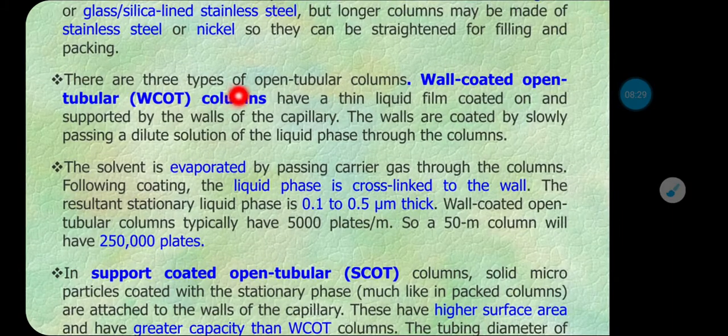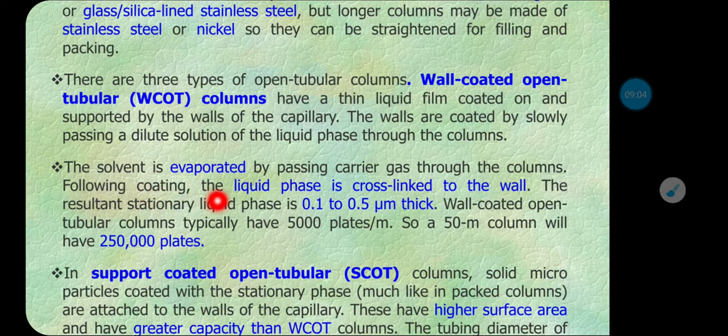There are three types of open tubular column. First is the wall coated open tubular column, we can say WCOT column. It has a thin liquid film coated on a support by the inner wall of the capillary. The wall is coated slowly by passing a dilute solution of the liquid phase through the column. The solvent is evaporated by passing the carrier gas through the column.